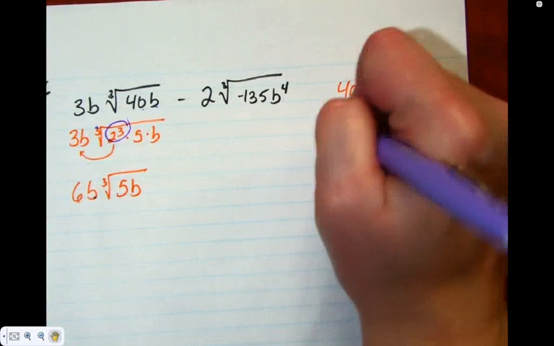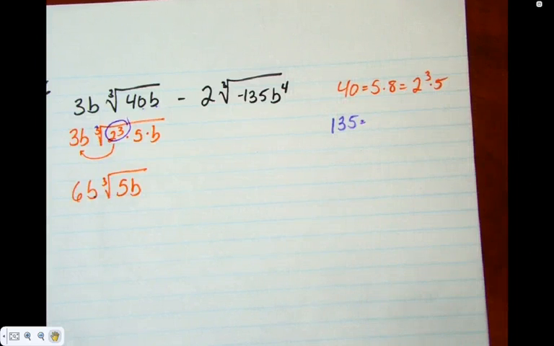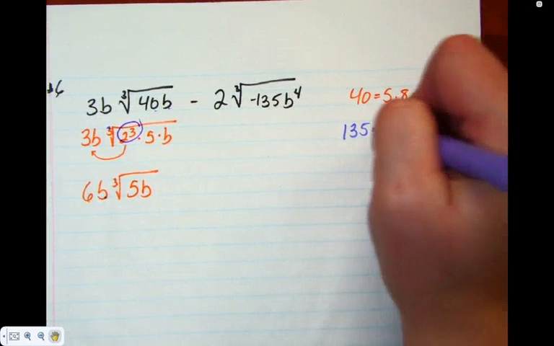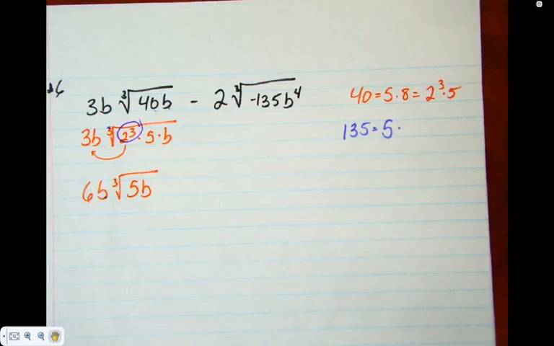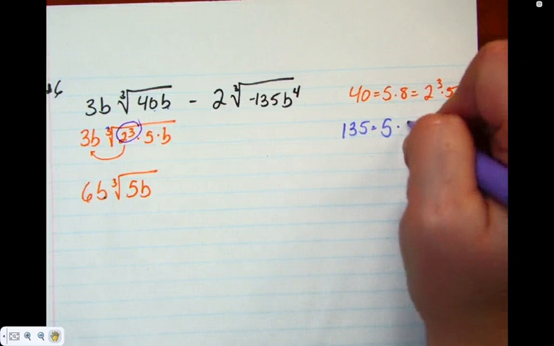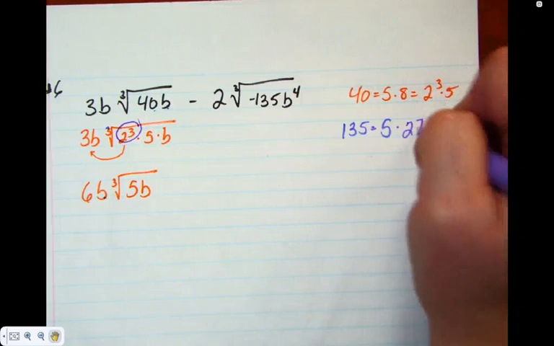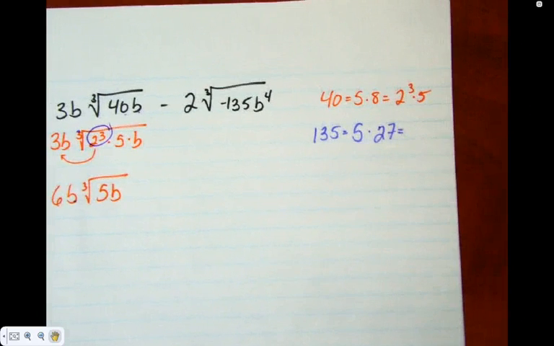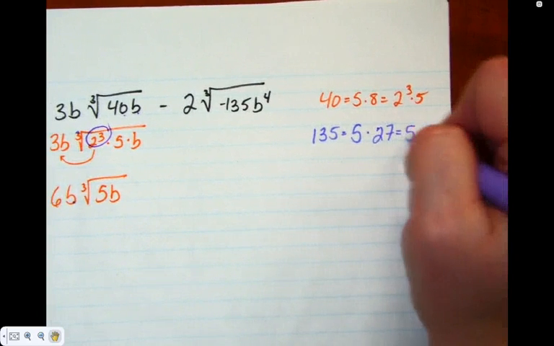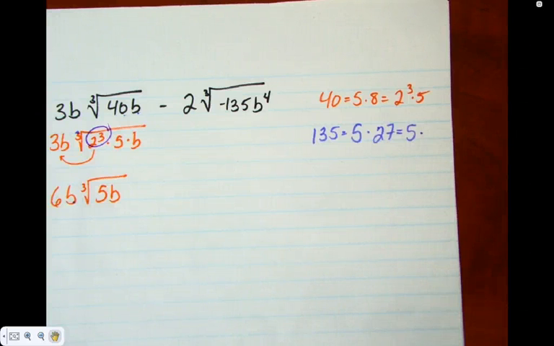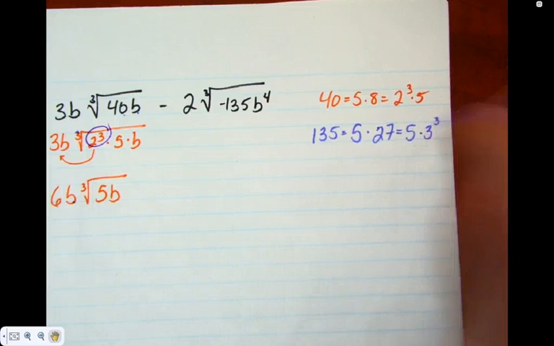135. 5 times something, something. 26, 27. And then 9 will be 3 times 3, so in total we're going to have 3 to the 3.